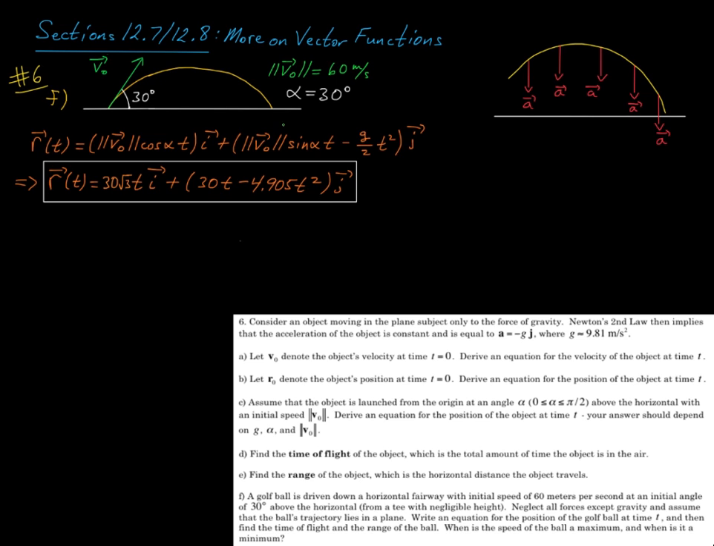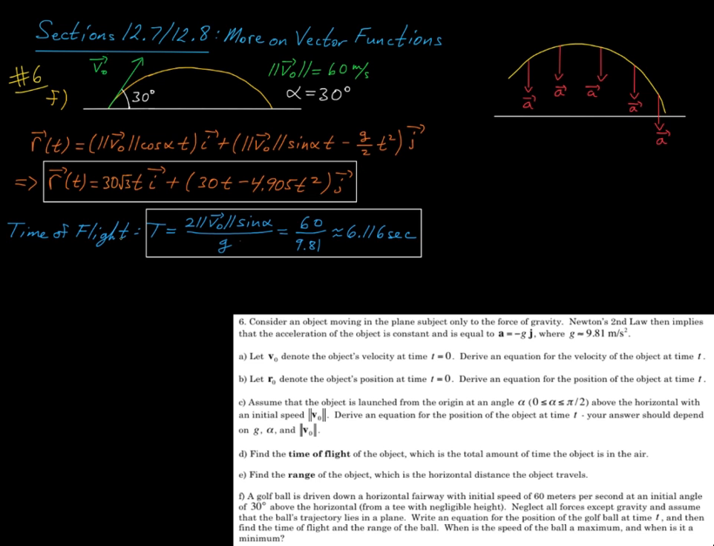For the j component, I have 60 times the sine of 30, and the sine of 30 is a half, so 60 times that is just 30, so I get 30t minus, and then half of g is 4.905, so I get 4.905 t squared there, and then those together make up the j component. Okay, cool. So that's the position at time t.